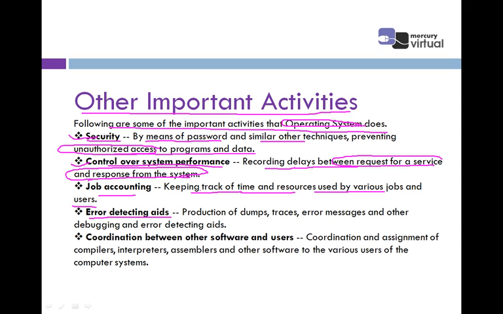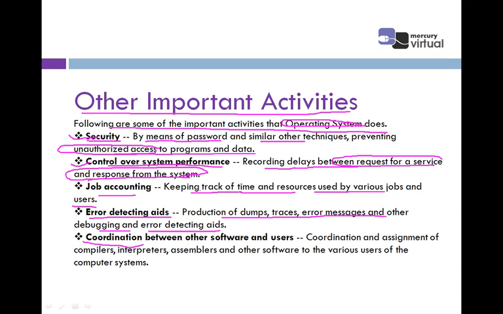In simple terms, the operating system is used for detecting error messages, debugging, and error detecting aids, any traces, anything which is done in the computer system is done by the operating system. So it means production of dumps, traces, error messages, and other debugging and error detecting aids.